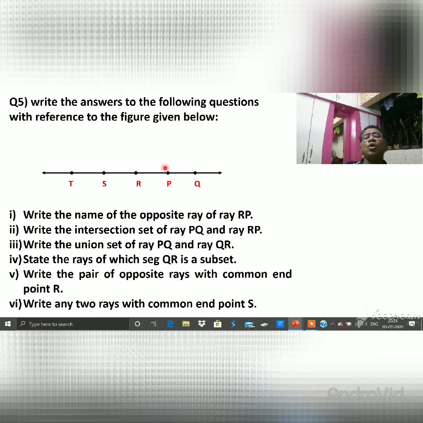See, PQ, P is the starting point and that can be increased so many times. Then ray RP, R is the starting point and at the point P it can increase as it is. So see, here RP can be increased and that can pass over PQ, and the PQ ray is already given. So this PQ ray is the intersection of ray PQ and ray RP. Is that clear?